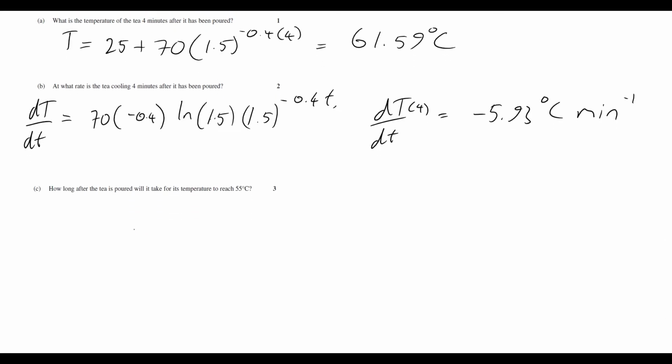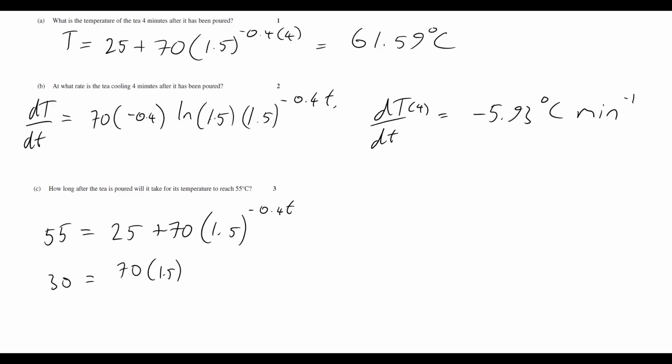Okay, so using our original formula, all we need to do now is replace the capital T with 55, and then we'll solve for lowercase t. So doing that, let's have a look at what we get. So 55 equals 25 plus 70 times 1.5 to the minus 0.4t. So now let's subtract 25 from both sides. What do we get? Well, we'll simply get 30 equals 70 times 1.5, again to the minus 0.4t.